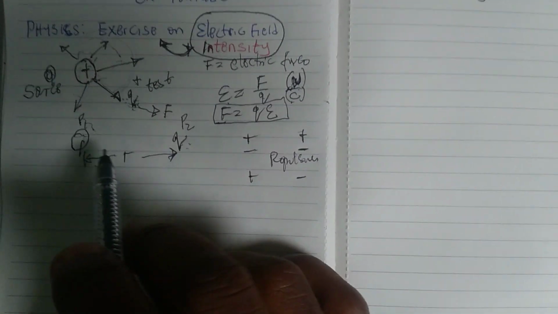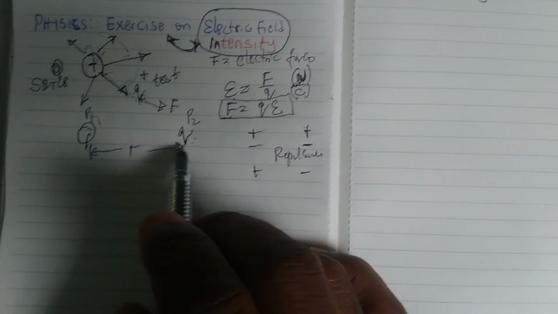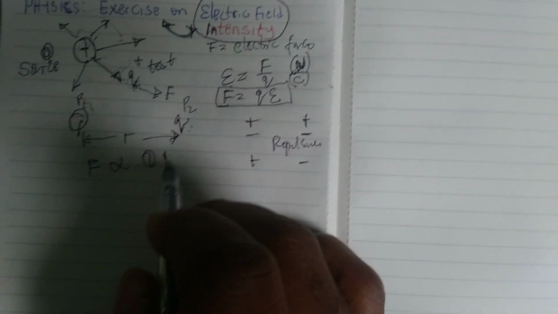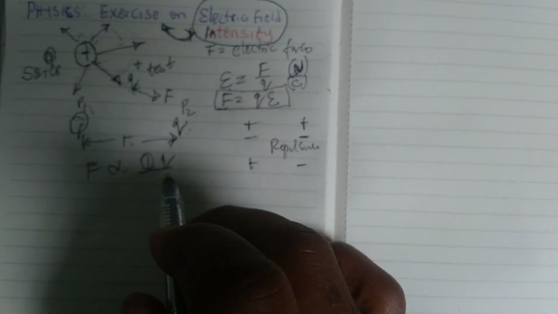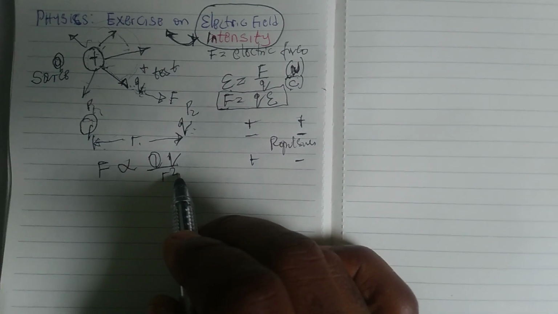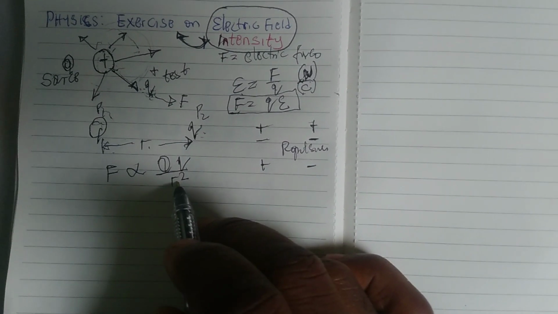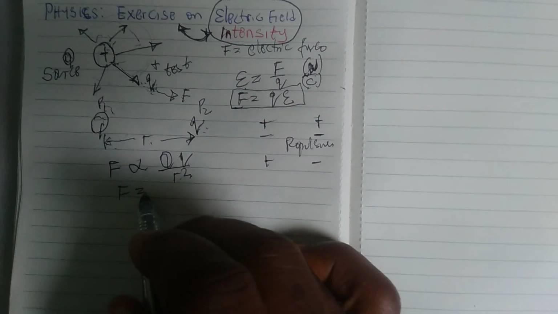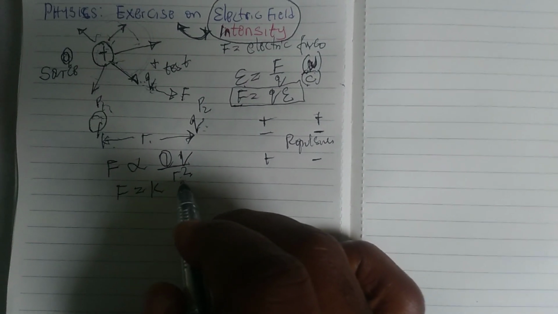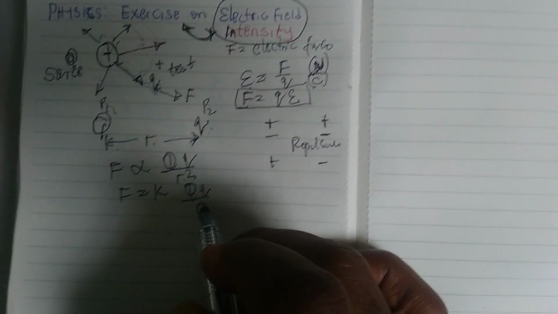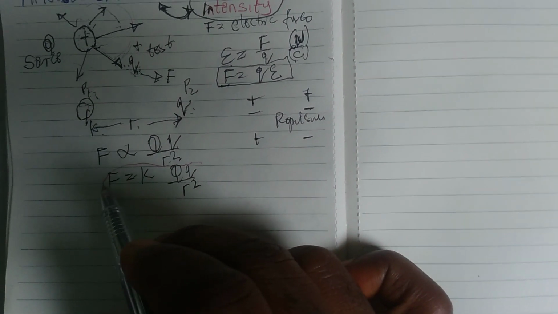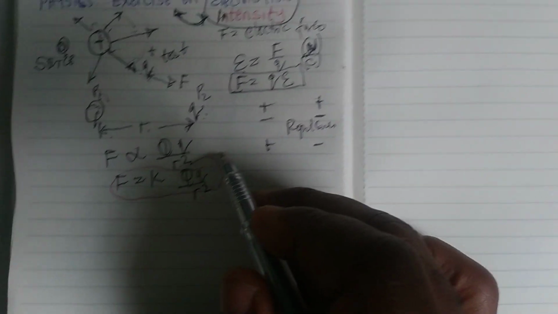Now, Coulomb's inverse square law says that the force between these two charges is directly proportional to the product of the two charges and inversely proportional to the square of their separating distance. That's why it is called the inverse square law. So if we remove this proportionality sign, I can have the constant K of proportionality. So we have F equals K Q1 Q2 divided by r squared. This expression is another formula for electric force.